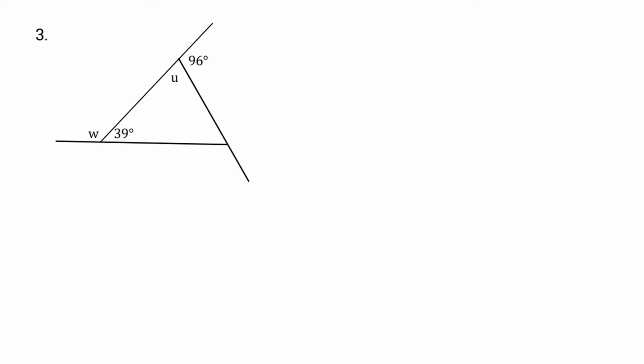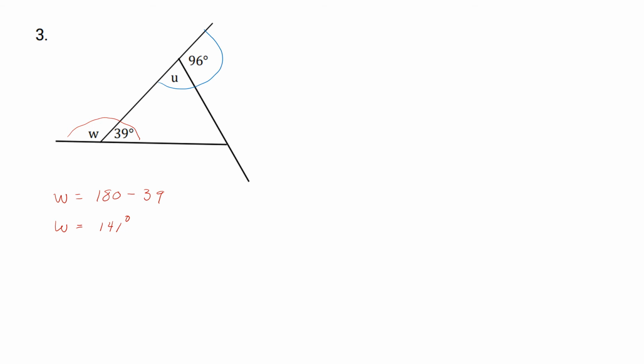All right, that's how you do it. Okay, here we have two supplementary angles. These two add up to 180, and those two add up to 180. See that? So W is going to equal what? 180 minus the 39. So W is going to equal 141. You should put your degrees in the answer.